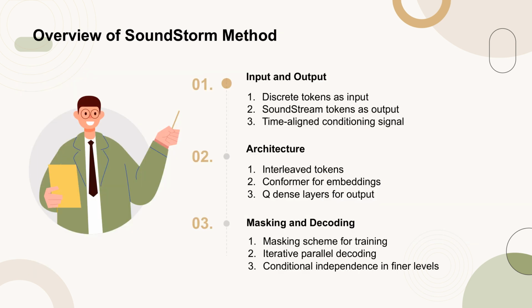SoundStorm processes a sequence of discrete tokens representing the conditioning signal and generates a sequence of SoundStream tokens, which can be converted back to audio waveforms. The model architecture involves interleaving time-aligned conditioning tokens with SoundStream tokens, embedding the sequence, and passing it through a Conformer. The output uses Q dense layers to produce the target SoundStream tokens. The masking scheme for training and the iterative parallel decoding method are designed to respect the conditional dependencies between RVQ levels, allowing for efficient and high-quality audio generation.